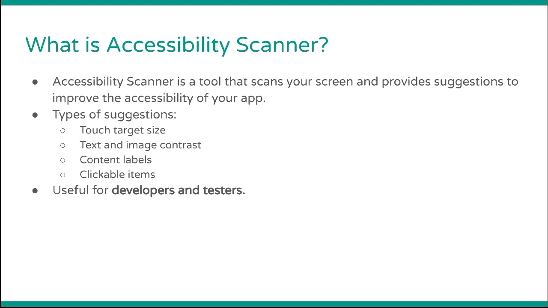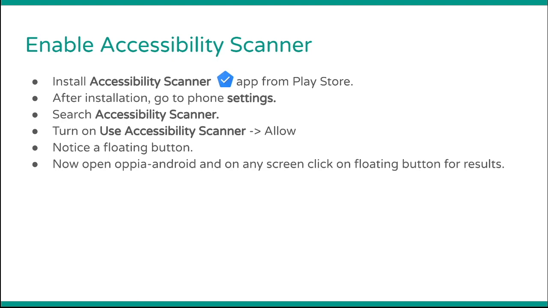So similarly for the clickable items, this scanner is actually very useful for developers and testers. Now the question is, how can we use this accessibility scanner? Basically, you can download it from Play Store. It's an Android app which you can get directly from Play Store, and from Android settings you need to enable it. I won't go into depth. Let's directly jump to the demo.